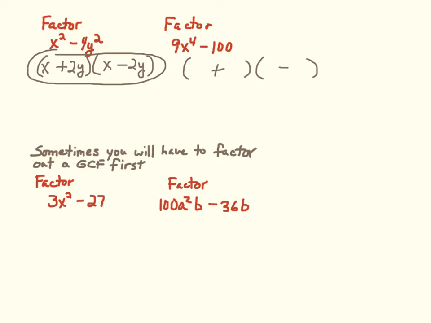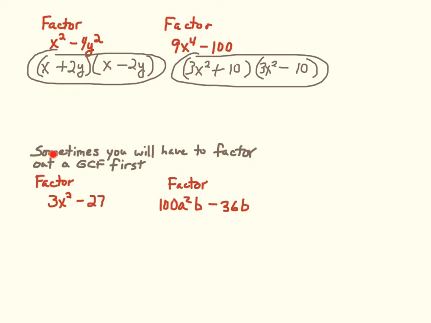So the square root of 9x to the fourth is 3x squared. So I'm going to put that there and there. The square root of 100 is 10. That's going to go there and there. That's the correct factoring of 9x to the fourth minus 100.